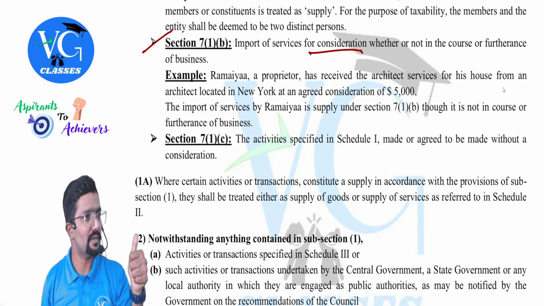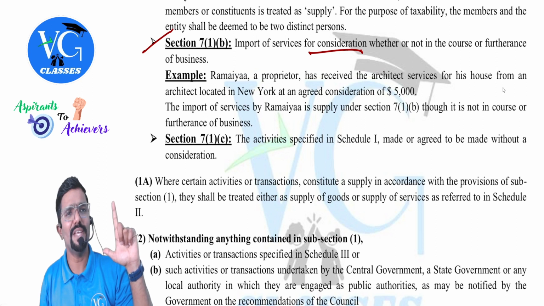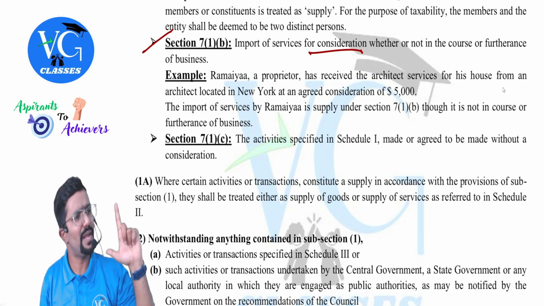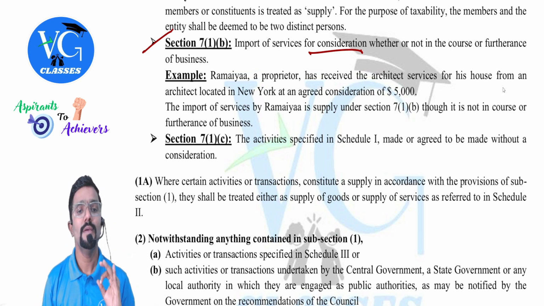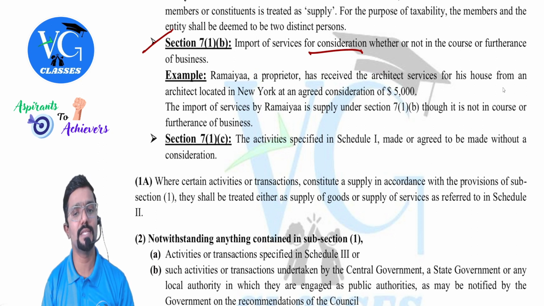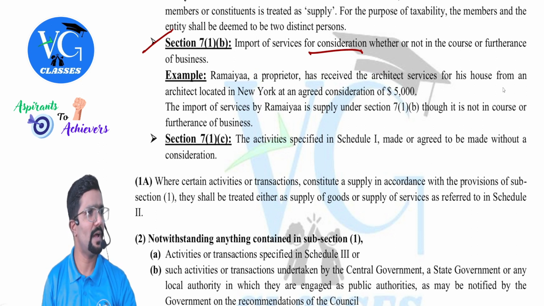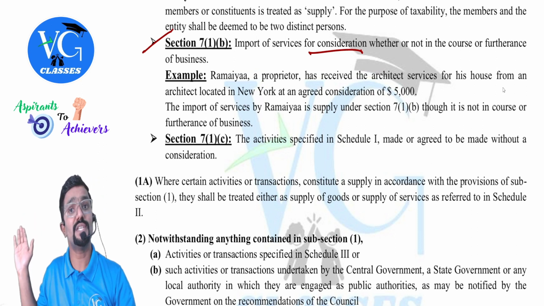So consideration is there. There is an import of service. Is it a supply? Yes. The import of services by Ramaya is a supply under section 7(1)(b), though it is not in the course or furtherance of business, guys. Clear? Because he took it for his house. Is it still a supply?